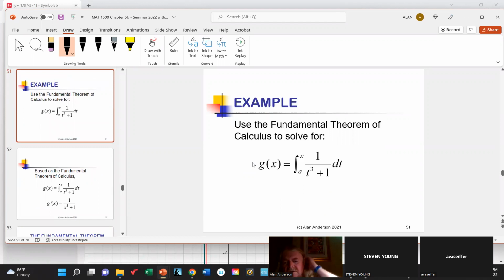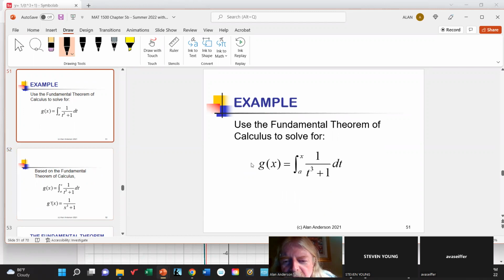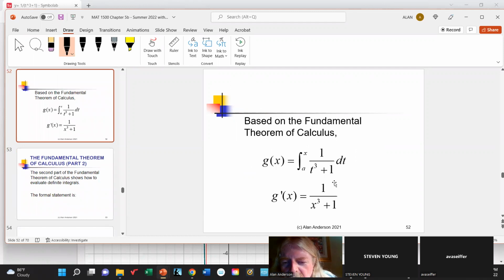But what they're basically saying here is that this is a very straightforward process because, based on the fundamental theorem of calculus, the derivative of this expression is just the integrand. In other words, 1 over x cubed plus 1. Okay, so we're not going to use this very often. This is important to know, but what we're really more interested in, like I said, is the fundamental theorem part 2, because this gives us the ability to do definite integrals very quickly and easily.